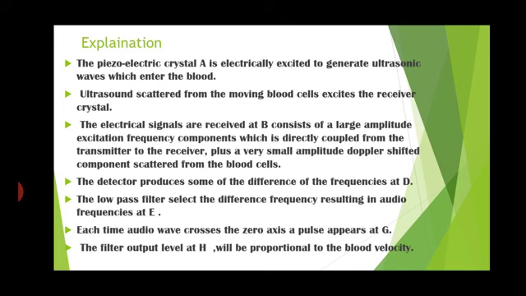The detector produces the sum and difference of frequencies at D. The low-pass filter selects the difference frequency, resulting in audio frequencies at E. Each time the audio wave crosses the zero-axis, a pulse appears at G. The filter output at H will be proportional to the blood velocity.